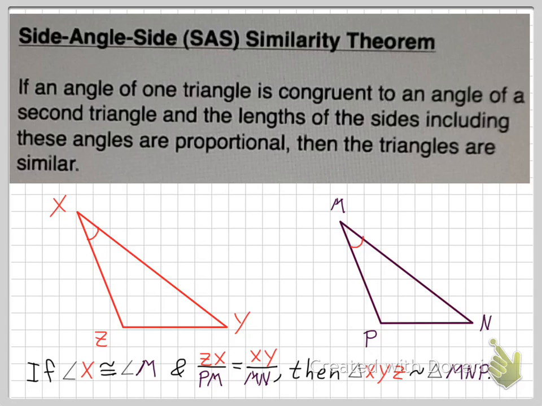So for example, we have side ZX corresponding to side PM, and we have side XY corresponding to side MN, and those are going to be proportional. And we also have that the included angle, the angle in between those two sides, are congruent to each other. So if all those things are true, then by SAS, side angle side similarity theorem, we can say that triangle XYZ is similar to triangle MNP.